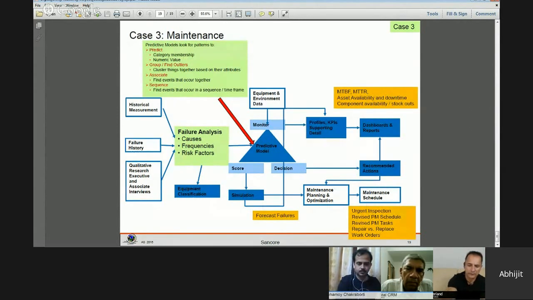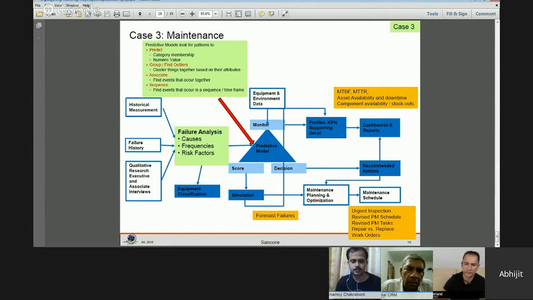So where do we start? The first thing, obviously, is collecting data. Where is the data? You start taking historical measurements and failure history. You start taking qualitative research, talking to the folks on the shop floor. You start doing the analysis of the causes, the frequencies, and the risk factors. Then you start classifying equipment. Then you develop your data and build some predictive models. You simulate and score the data.